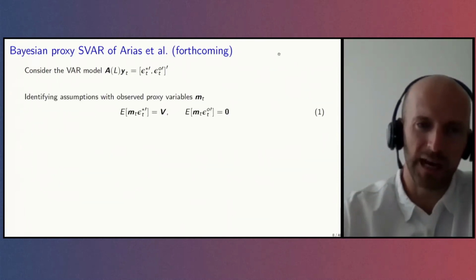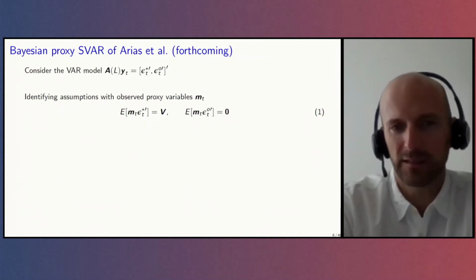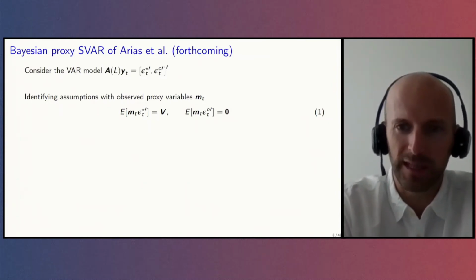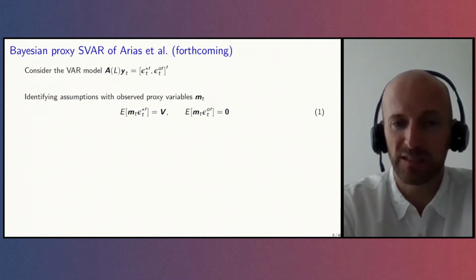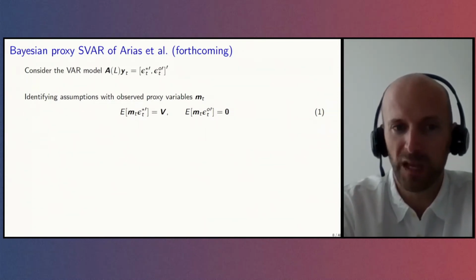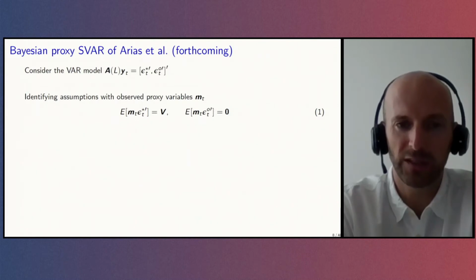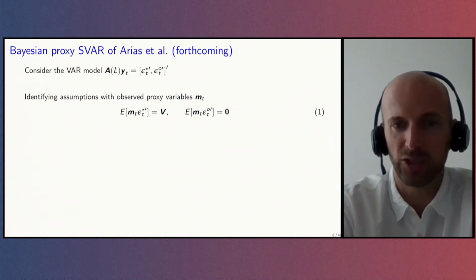And what Arias et al. postulate is that there's an observed proxy variable m_t, you may also call this an external instrument, that satisfies two conditions, namely number one, that it is correlated with the structural shocks of interest, with the unobserved structural shocks of interest, epsilon_t star, and second, that it is uncorrelated with all other structural shocks, those that we're not interested in and that we don't want to identify. The first condition in a traditional instrumental variables setting is the instrument relevance condition, and the second is the instrument exogeneity condition.